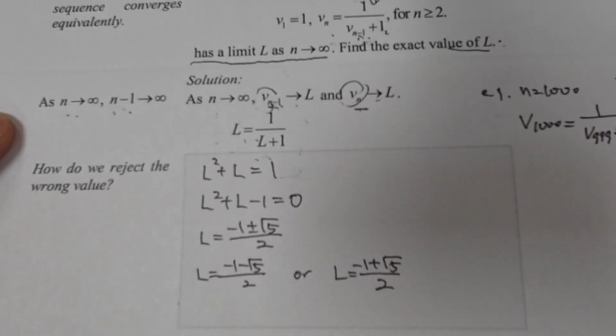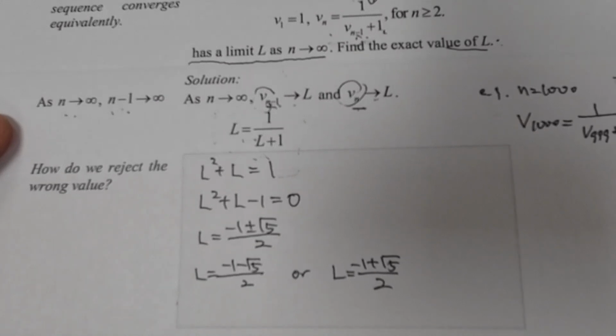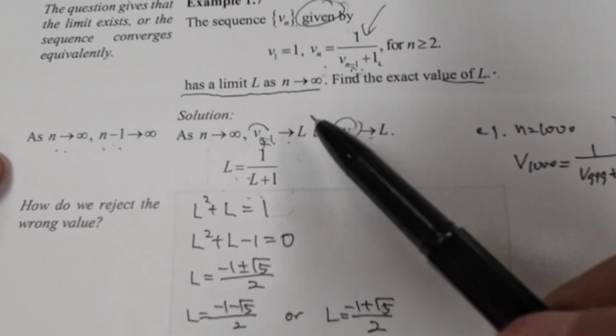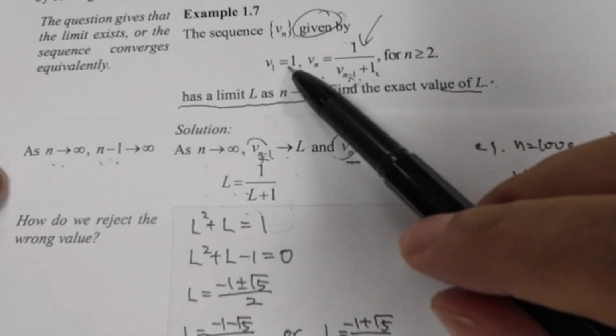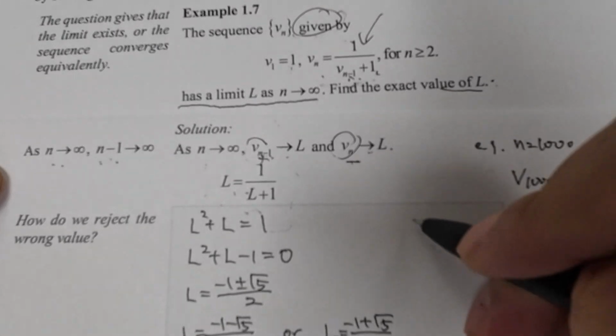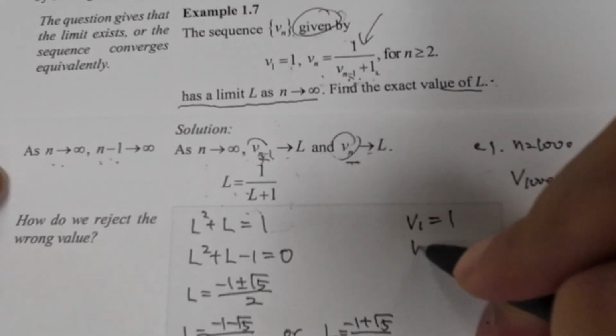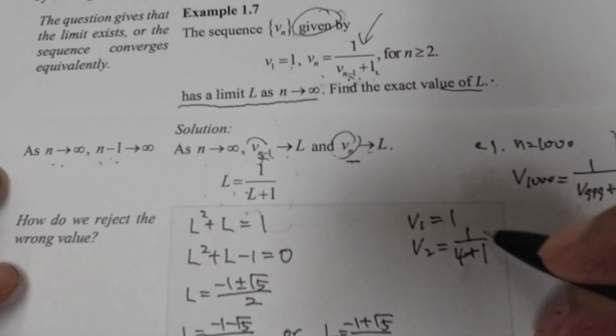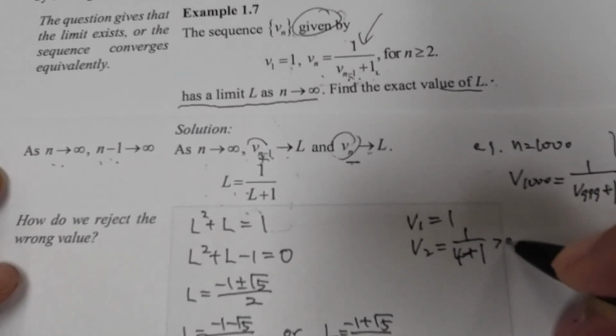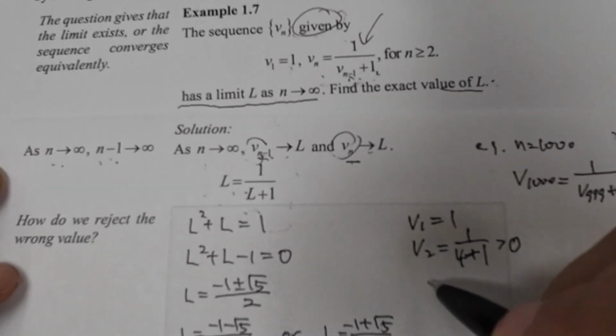So does that mean that there are two possible limits? In this case, no, because the sequence should only converge to one of them. So how do we tell which answer we should keep? Now we come back to the initial condition as well as the recurrence relation. Realize that if v1 equals 1, my v2, which is 1 over v1 plus 1, has a numerator and denominator that are both positive, so the answer will be a positive value.